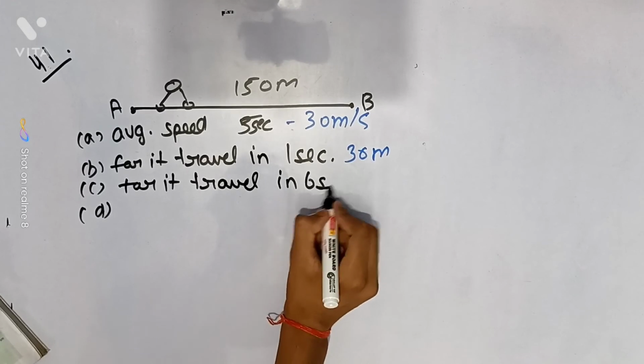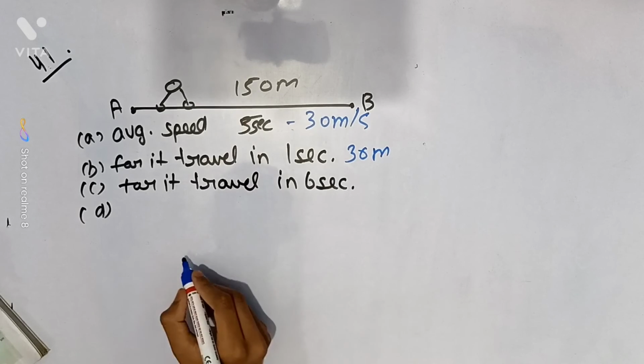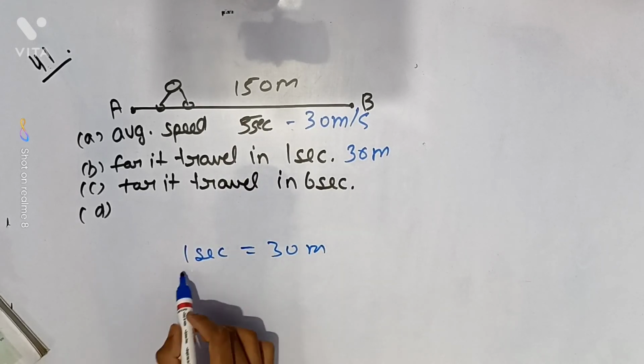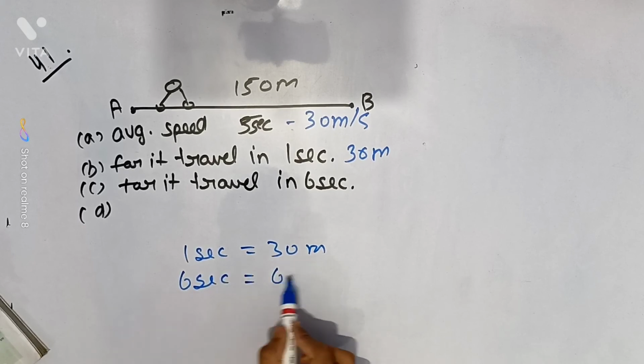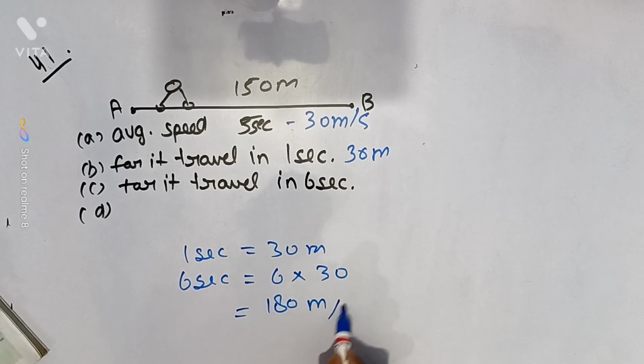Now what we have to do? It is very simple. See, in 1 second we know it travels only 30 meter. So in 6 seconds what we will get? 6 into 30. So in 6 seconds it travels 180 meter. Simple. Now let's go to D part.